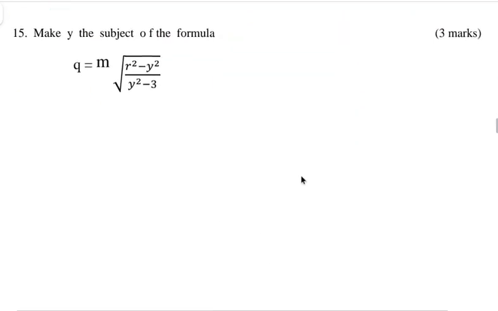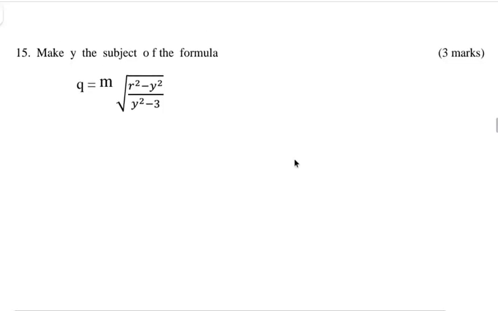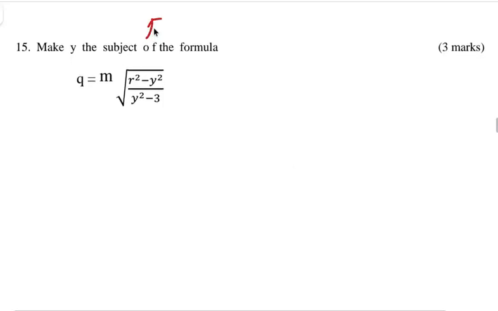Tukiendelea na question 15. So umeambiwa make y the subject of the formula. Hii ni formulae. Hii topic ni formulae. So utatafuta vipi hiyo y as the subject of the formula. So simple. Mwanzo watoa hii square root. Na ukitoa square root, how do you eliminate square root? Wa square all side.